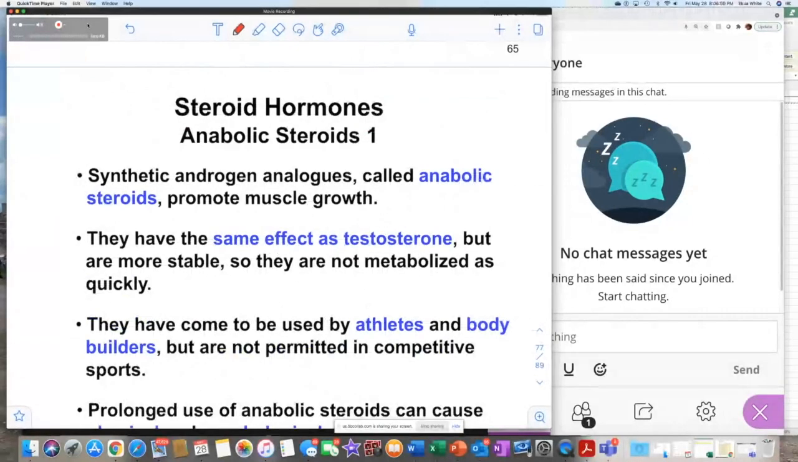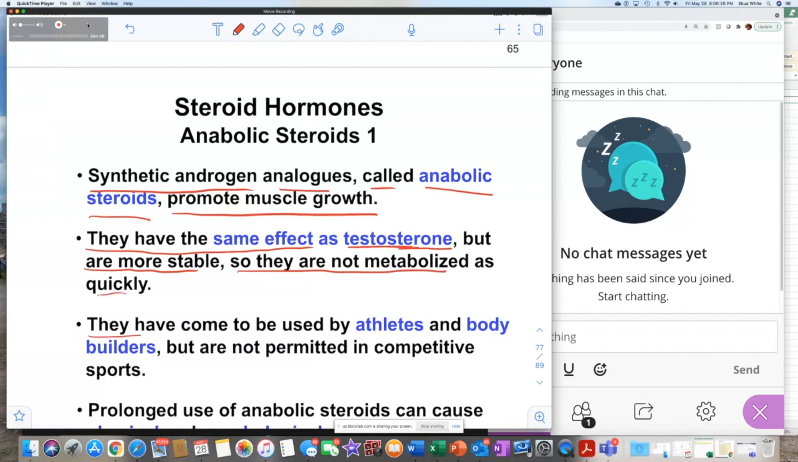And we have synthetic analogs called anabolic steroids that promote muscle growth, right? Some people take this so they can grow their muscles faster. They have the same effect as testosterone, but are more stable, so they are not metabolized as quickly. They have come to be used by athletes and bodybuilders, but they're not permitted, right?